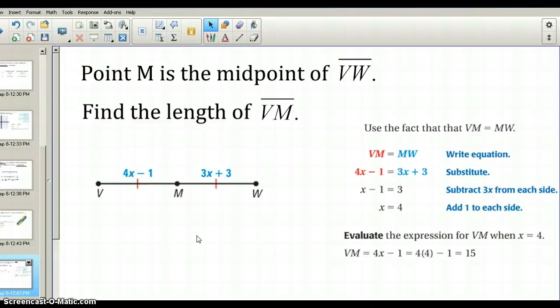Hopefully now you understand segment addition, that two small pieces add up to one. You understand congruence and the symbols between them, and you understand a little bit about a midpoint.